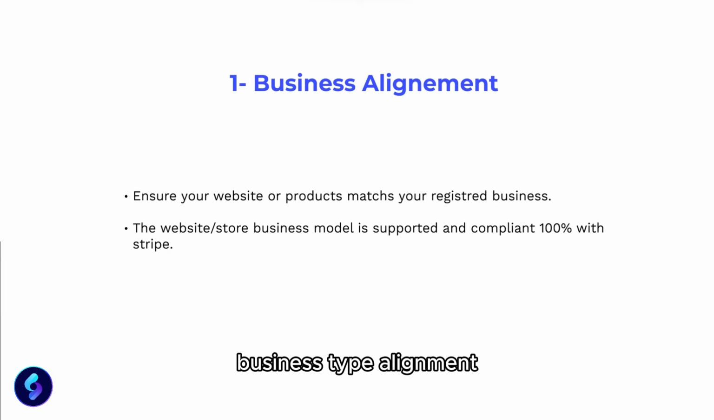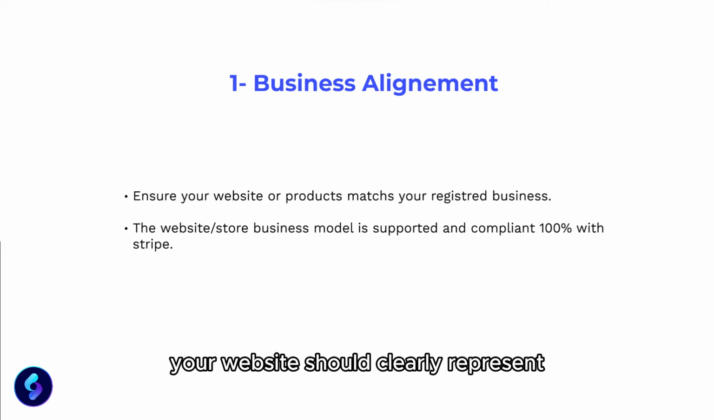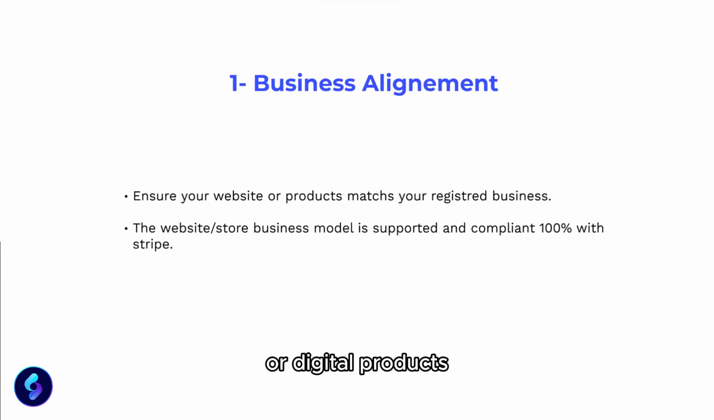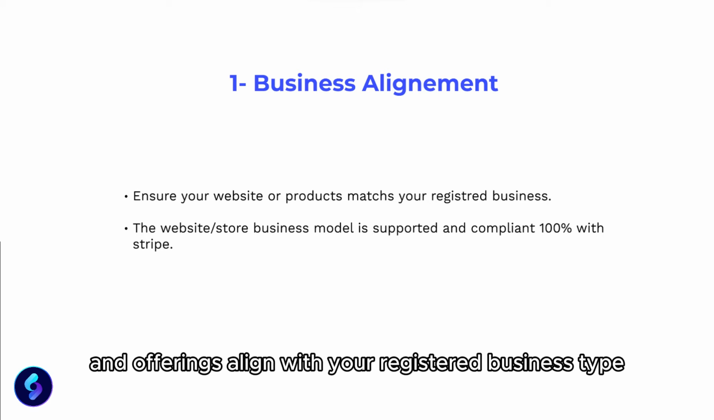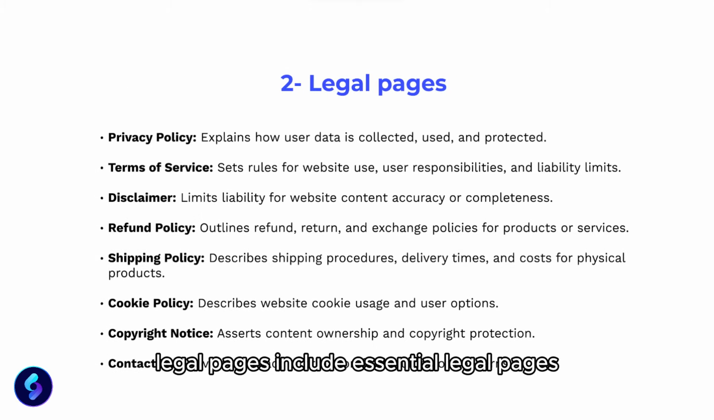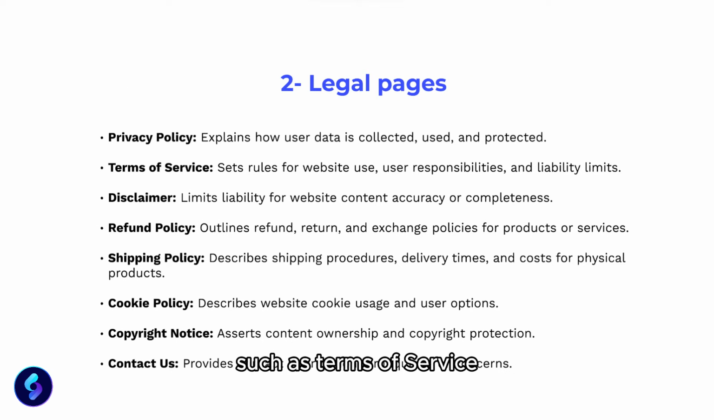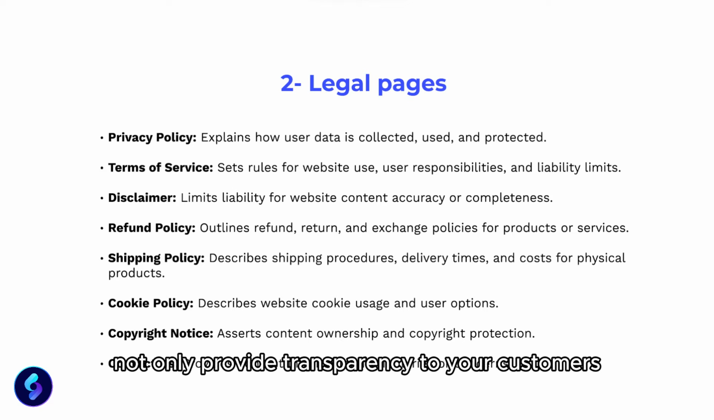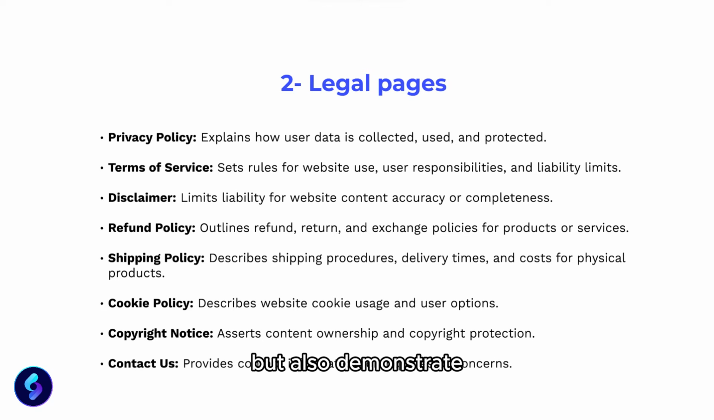Business type alignment. Your website should clearly represent the type of business you're operating. Whether it's e-commerce, subscription services, or digital products, ensure that your website content and offerings align with your registered business type and the supported businesses by Stripe. Legal pages. Include essential legal pages such as terms of service, privacy policy, and refund policy. These pages not only provide transparency to your customers, but also demonstrate your commitment to following industry standards and regulations.